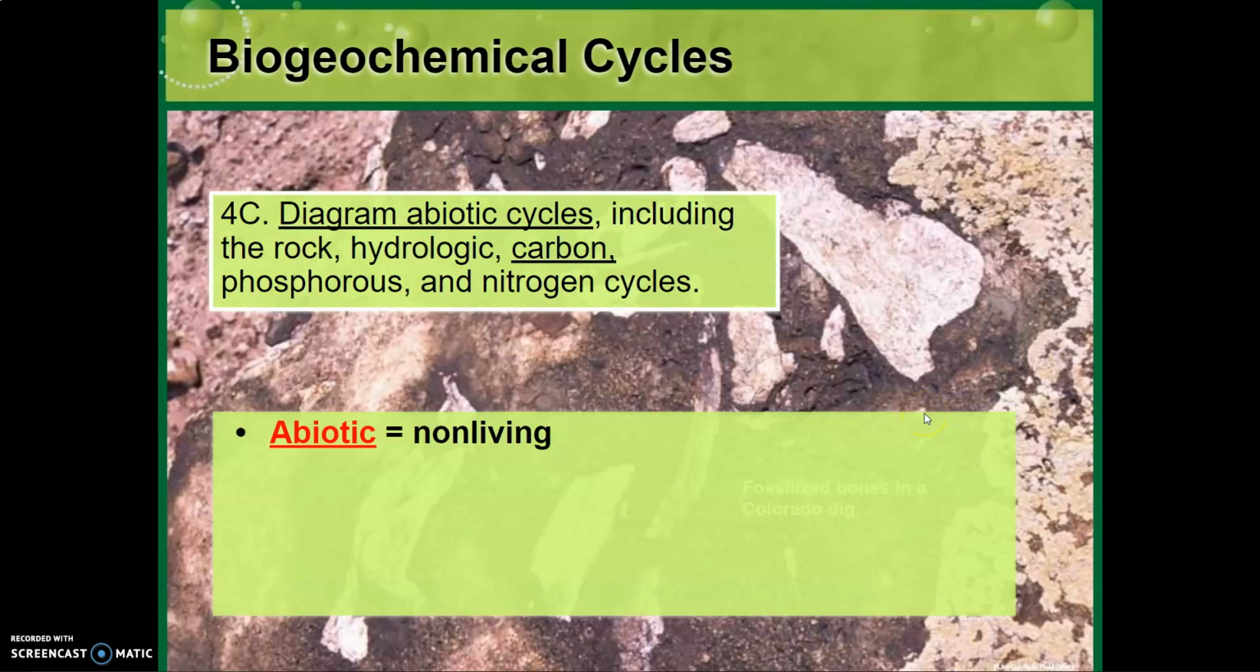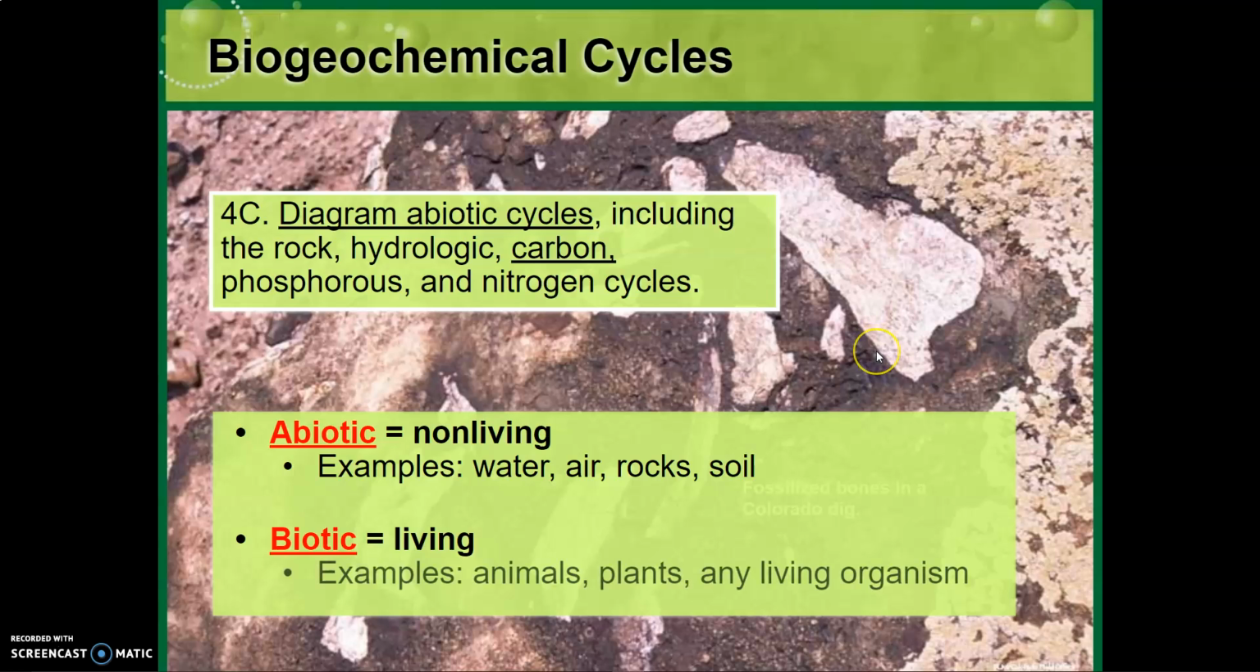Abiotic means non-living. Water, air, rock, soil. Biotic is living. Animals, plants, any other living organism. All right. I know you've had to write these or fill in these blanks on your notes the last couple of times, but it's just really important. Vocab is really important in science, and so I just wanted to make sure that we are still understanding what the difference between abiotic and biotic is.